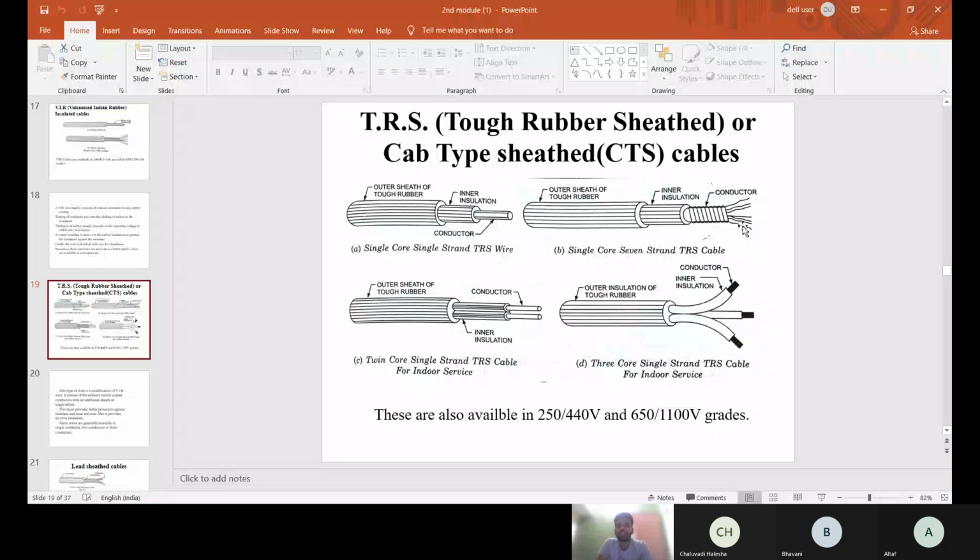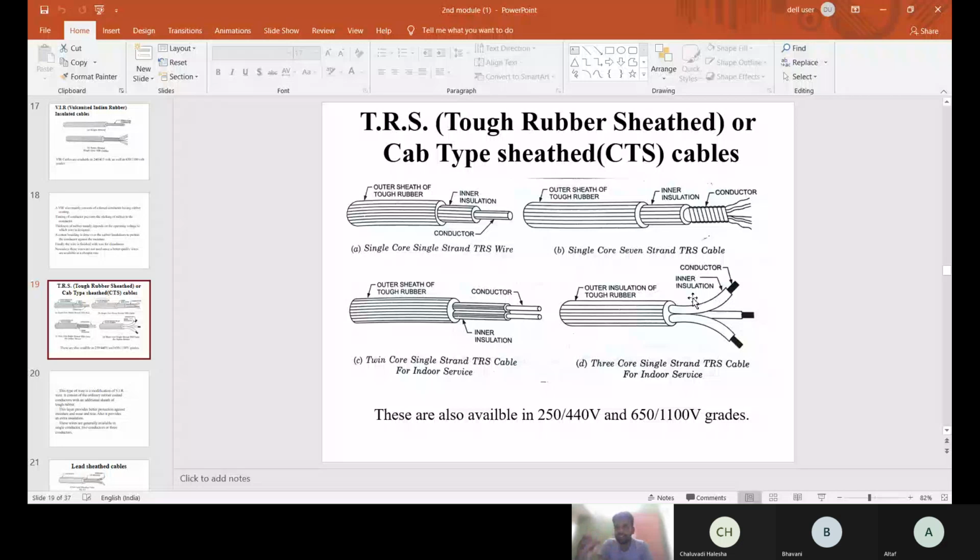It also provides extra insulation, because here there is an inner insulation and an outer insulation. Since there are 2 types of insulation, they provide better extra insulation. This is an advantage compared to VIR. These wires are generally available as single conductor, 2 conductors, and 3 conductors. The next wire is lead sheathed cables.